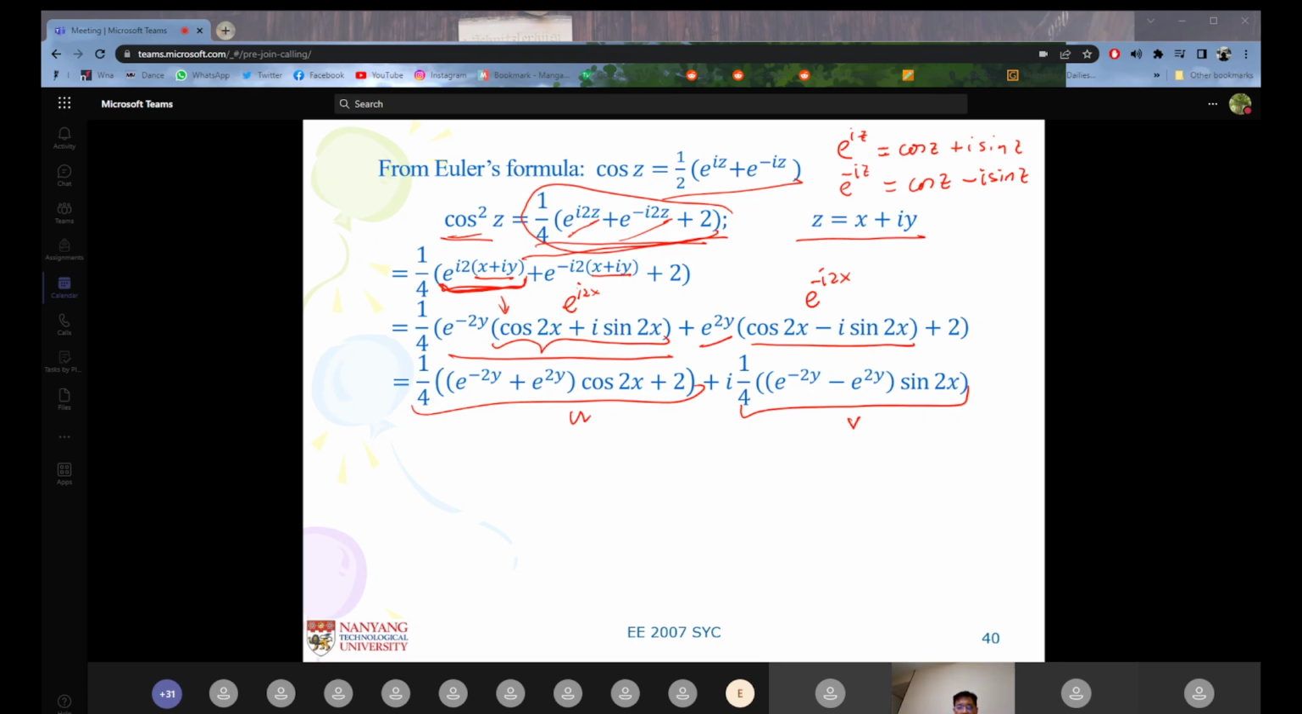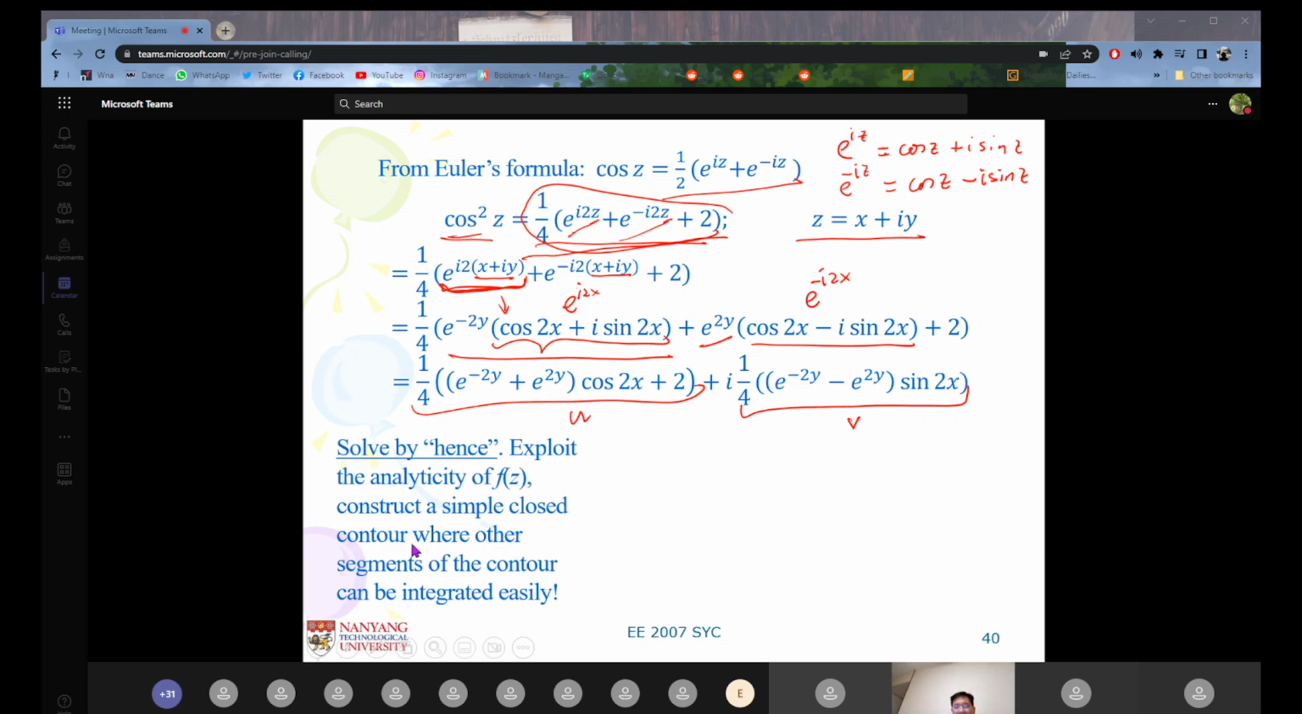That is very important for the second part, solve by hand. In fact, there is always some hint that you can look from the question, the way you ask, hence or otherwise. I wouldn't say 100%, but I would say more than 90% of the case is to use the hence, because the hint is very clear: make use of the result that you derived from the earlier part. And how to use the hence? We exploit the fact that f of z is analytic everywhere.